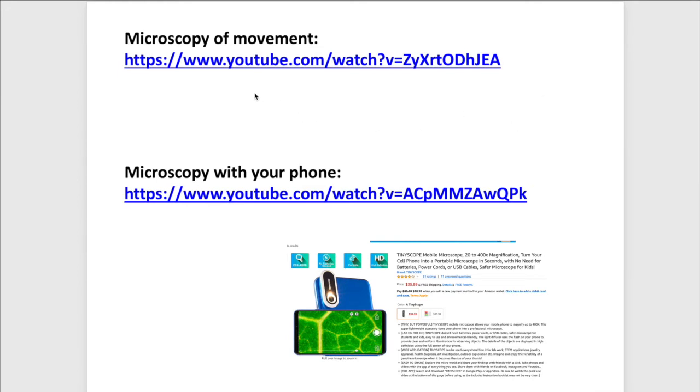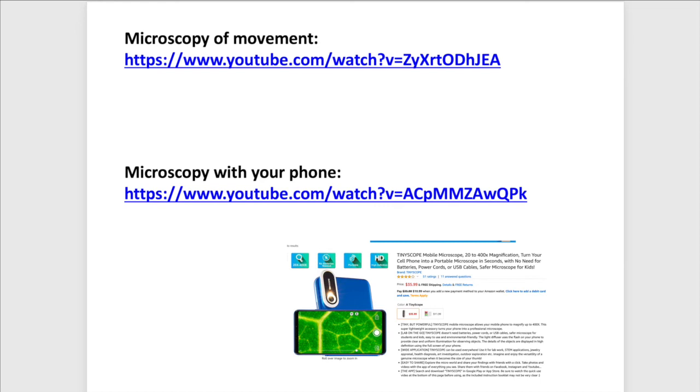All right, so I can see movement here. I can capture them. I can video them. Everything's going great here. Let's look at this other device, which is a device that you can put on your cell phone to record. Make your own microscope here.